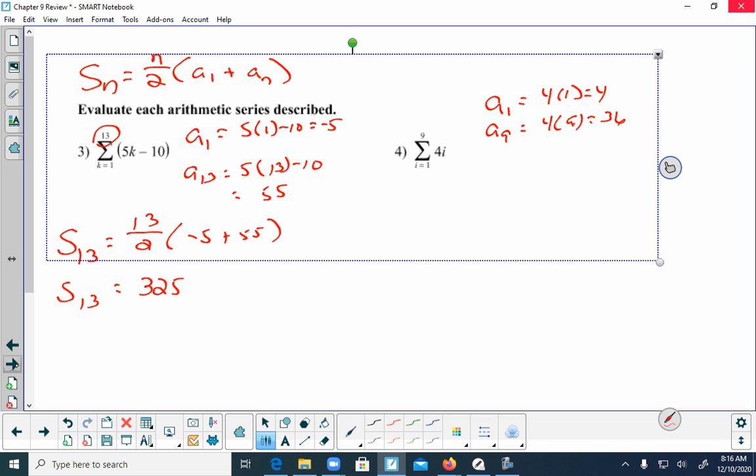Remember, I can only find the sum of finite series. When it's arithmetic, I cannot find the infinite summation for arithmetic. So the sum of 9 terms is going to be 9 over 2 times 4 plus 36. And when I do that on my calculator, however I want to do it, I get 180.